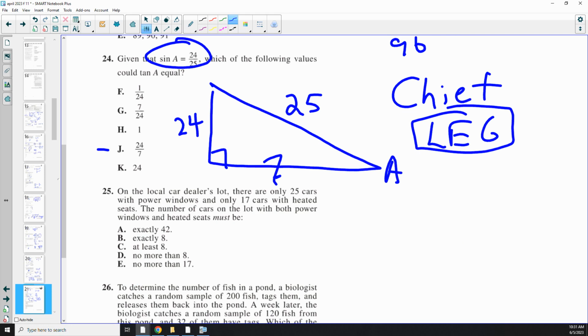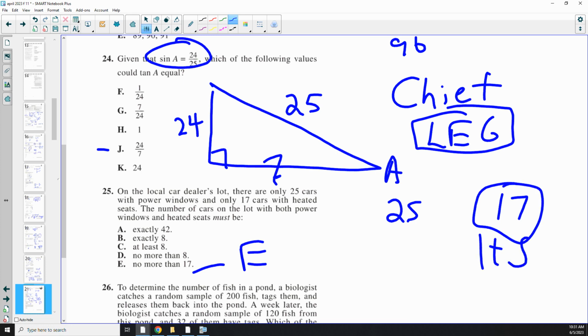This is a repeat problem from December. There are 25 with power windows and 17 with heated seats. So the number of cars with both can be no more than 17, because there's only 17 with the heated seats.